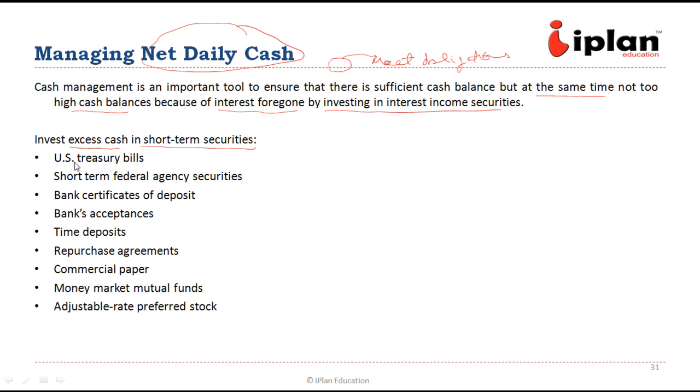short-term obligations. The short-term securities could be treasury bills, federal agency securities or bank certificates of deposit, same as fixed deposits of short term, banker's acceptances, time deposits or fixed deposits, repurchase agreements with institutions or banks, the commercial paper of companies, money market instruments, and adjustable rate preferred stock. So these are the short-term securities in which excess cash can be put so that we keep earning some interest, and if required, they can be easily converted into cash.